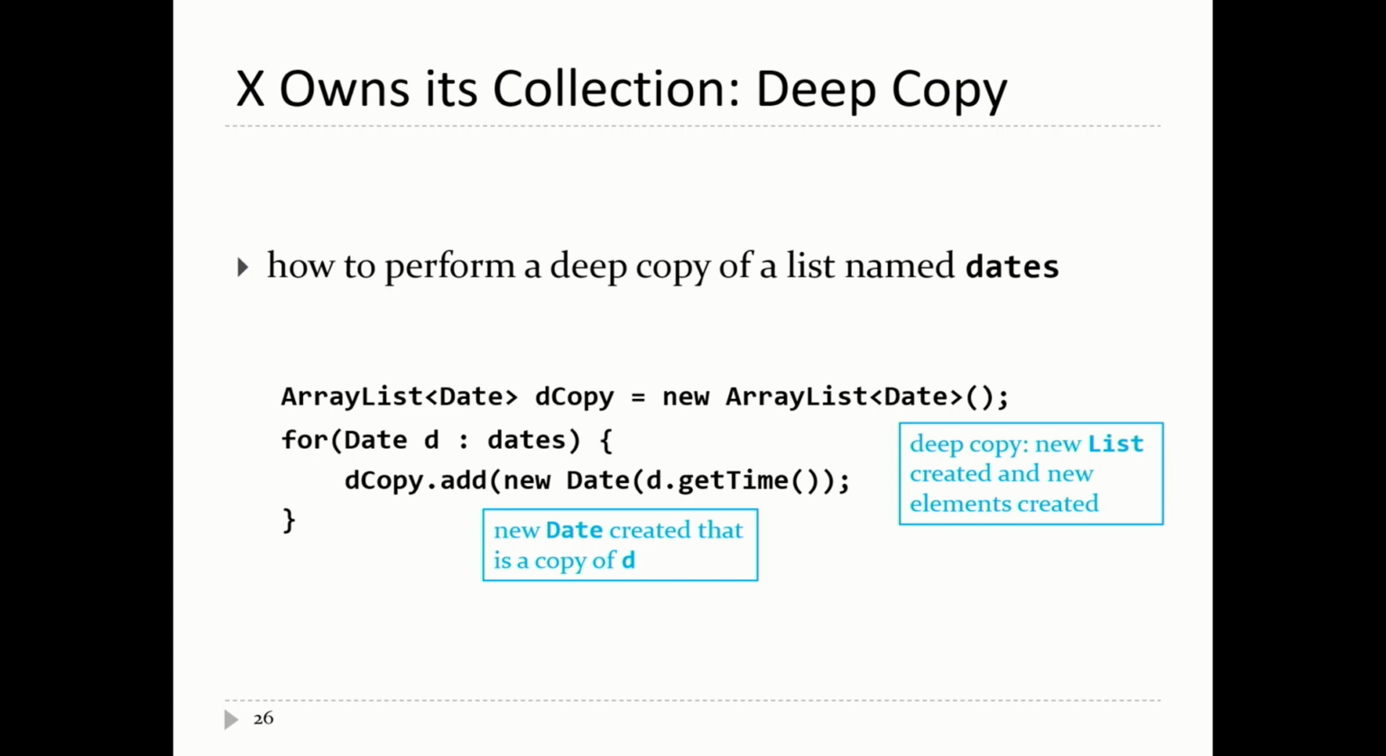So in general, you can't always make a deep copy in Java. But if you can, it looks something like this. You're going to iterate over the collection that you're copying, copy each element, and add it to the new collection.